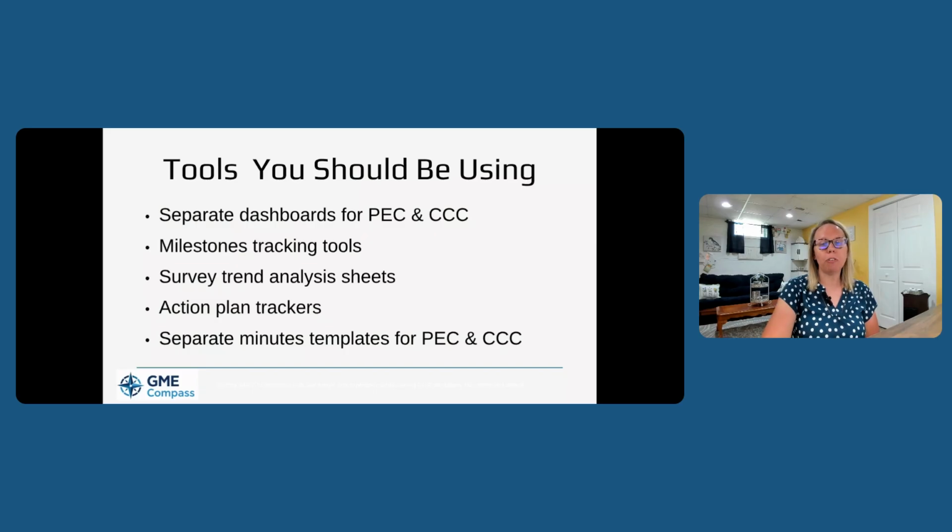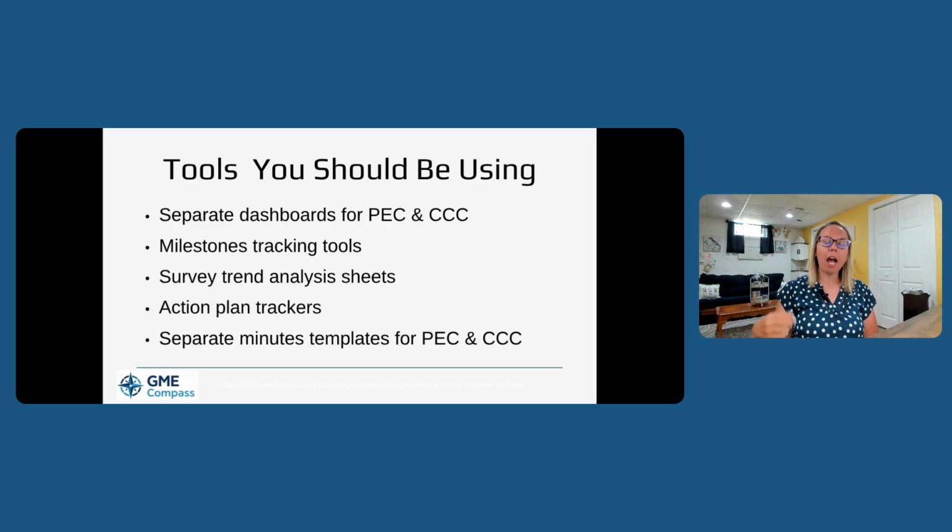Tools that you should be using. Operationally, there are tools that make things so much easier. So things like separate dashboards, milestones tracking systems, survey trend analysis sheets, action plan trackers, separate meeting templates. Templates create consistency. Consistency creates defensibility. I feel like that's something that I say all the time. I need to put it on a t-shirt.